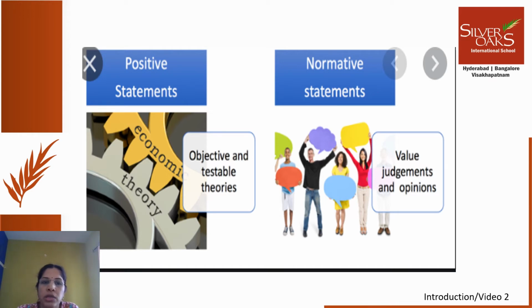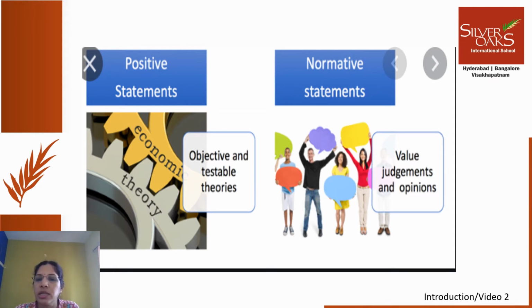Broadly, what is positive economics? It involves objective and testable theories. Any economic theories which are objective and which can be tested through the use of data and facts are called positive economic theories. On the other hand, normative statements involve value judgments, which means opinions of people, their own belief systems. Such economic theories are called normative statements.